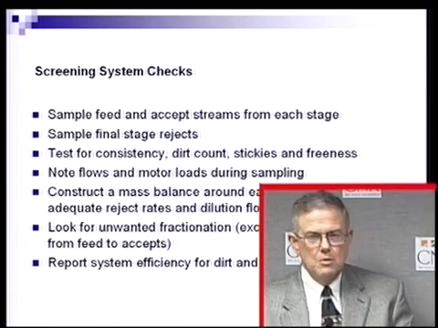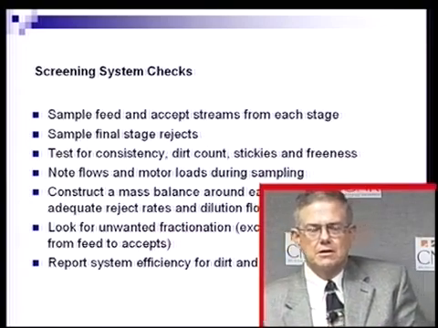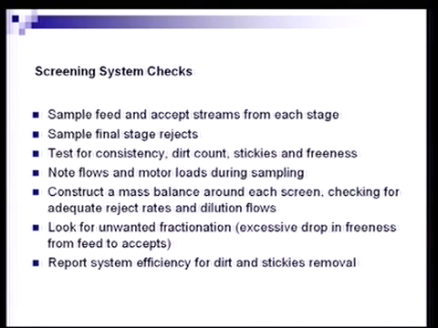Okay? We're going to want to look for excess fractionation. That is, we look for excessive thickening factor or a big drop in freeness. That'll indicate that something needs to be done in terms of maintenance. Maybe a different screen cylinder type is required, maybe a different rotor change, maybe a rotor speed change. All these things can be indicated by looking at the freeness drop. And then ultimately you'll want to report your system efficiency for dirt and stickies removal, the two things that slotted screening plants are installed to do. It's the #1 option for removing stickies in a recycled fiber plant is to do slotted screening.